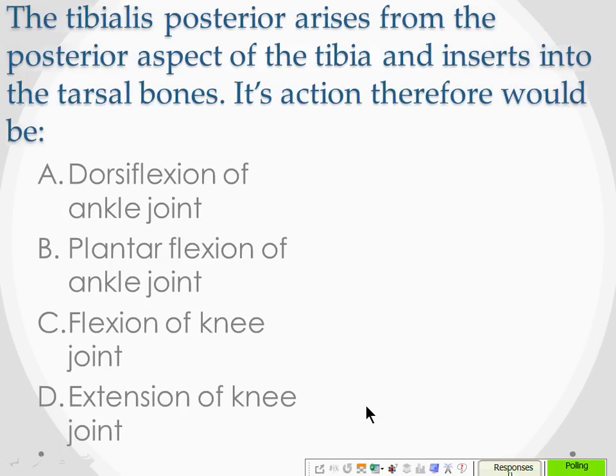Okay, let's see another question like this. The tibialis posterior arises from the posterior aspect of the tibia and inserts into the tarsal bones. So what do you think its action would be? So first think, where is it going to be? So I'm saying it's arising from the tibia, so on the posterior aspect of the tibia. So put your hand where the posterior aspect is going to be and then follow that along and think, what did I say about muscles on the posterior aspect of the leg?